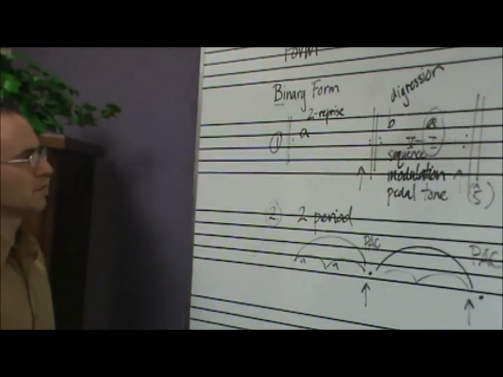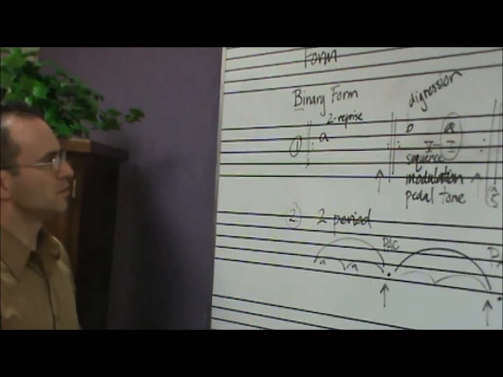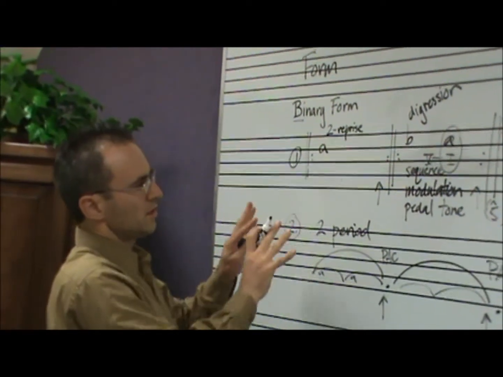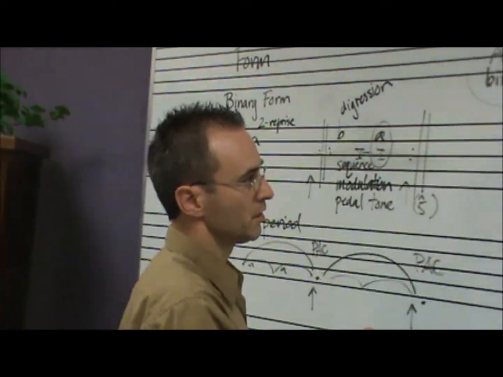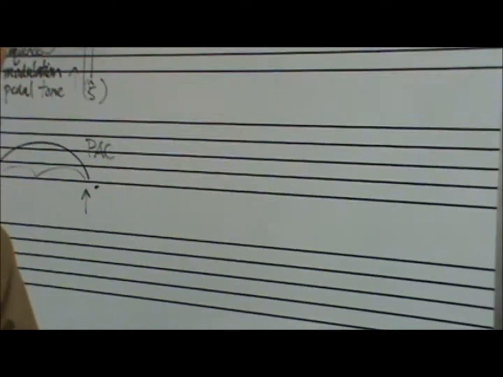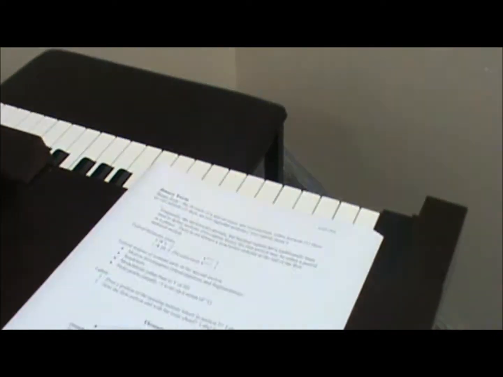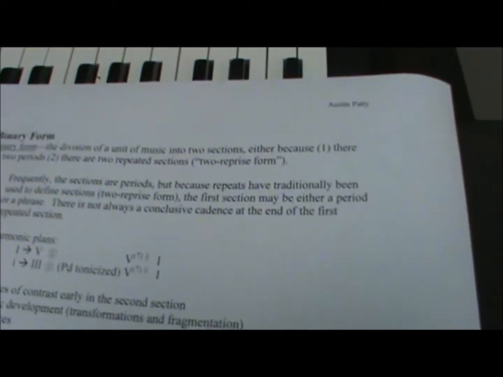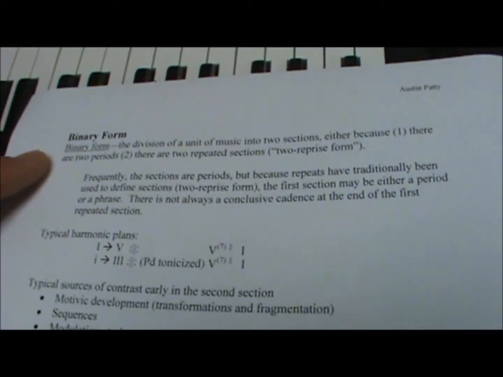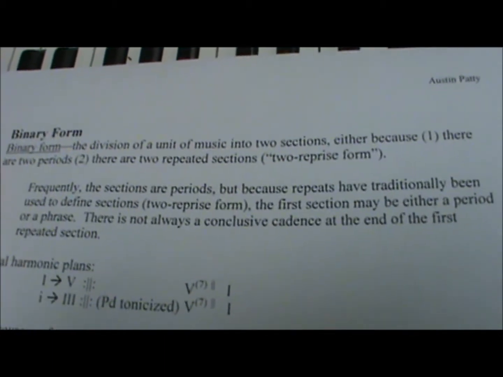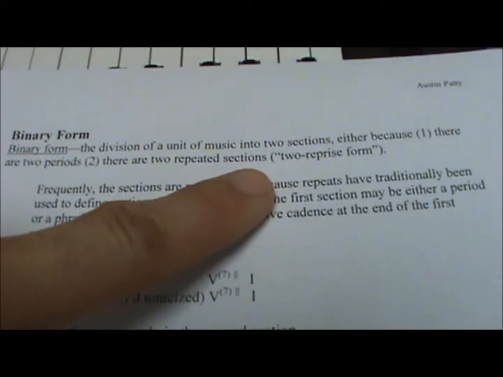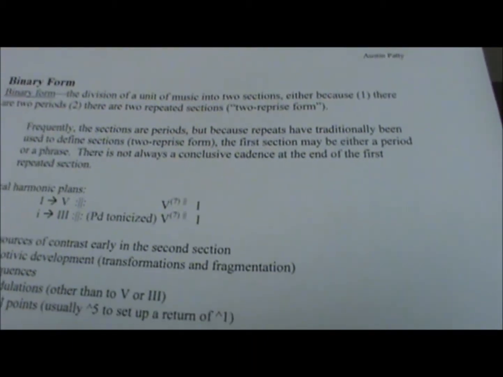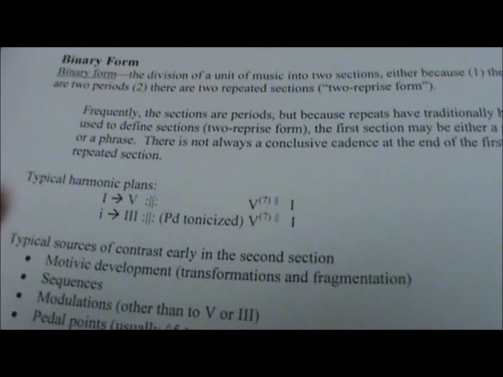Okay, there are some terms that I need to present to you too. I'm tending here with this digression to portray one particular one that is very common. I'm going to have you look at this thematic design sheet here, because this is the sheet I want you to look up. It's all about binary form. It defines it at the top: division of a unit of music into two sections, either because there are two periods, or because there are two repeated sections, two reprise form. I give some typical harmonic plans, but I'm going to jump down.